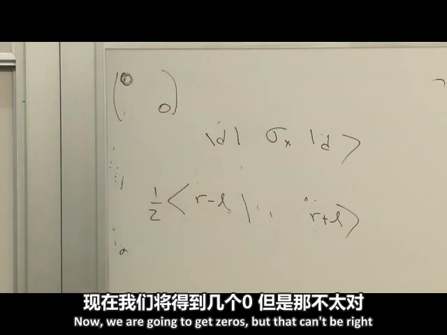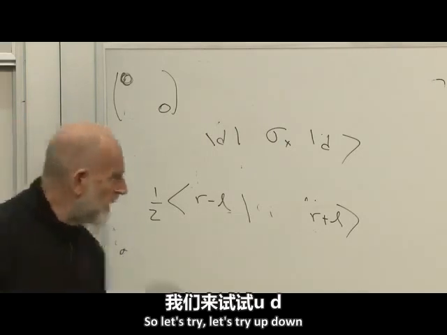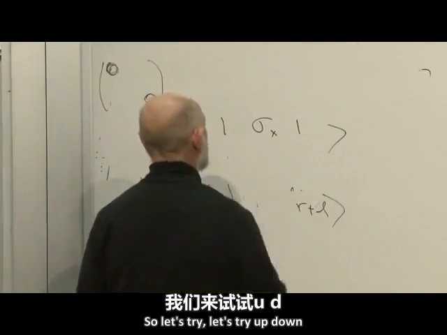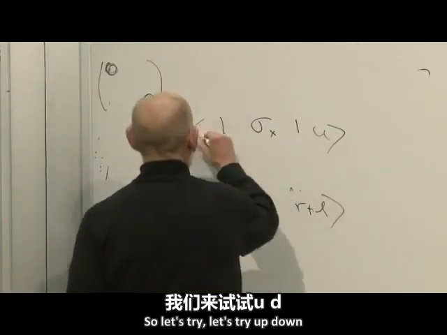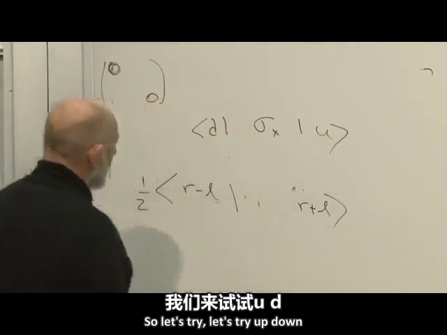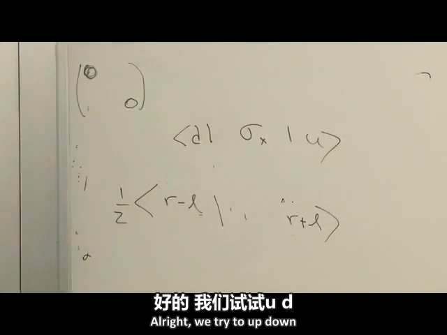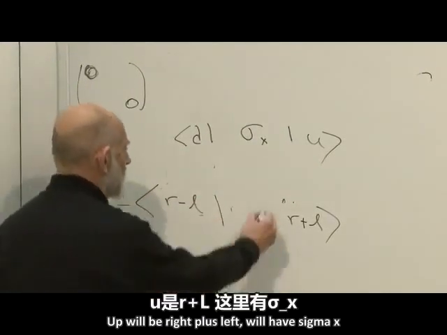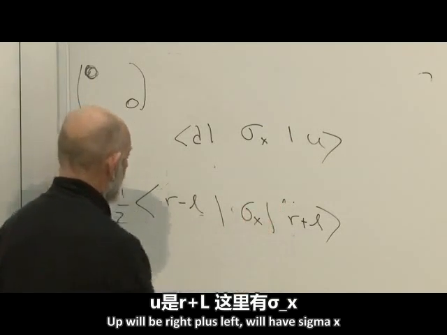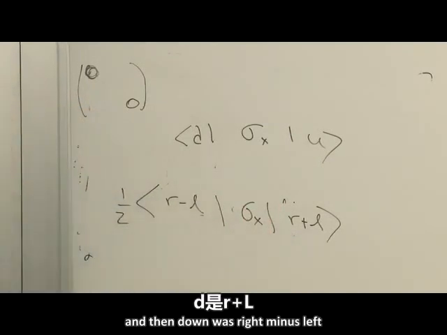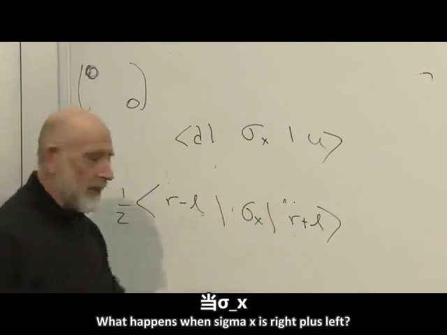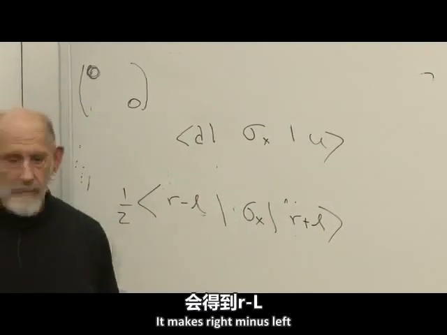Now, looks like all we're going to get is zeros, but that can't be right. So let's try up, down. All right, we try up, down. Let's put up, down there. Up will be right plus left. We'll have sigma x. And then down is right minus left. What happens when sigma x hits right plus left? It makes right minus left.